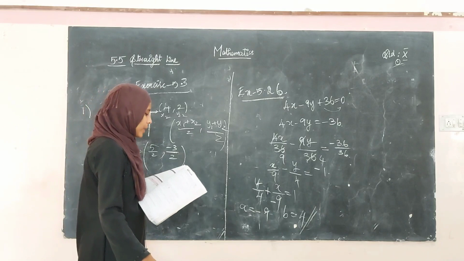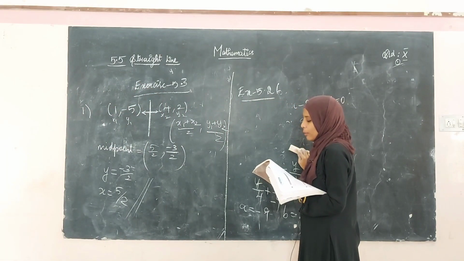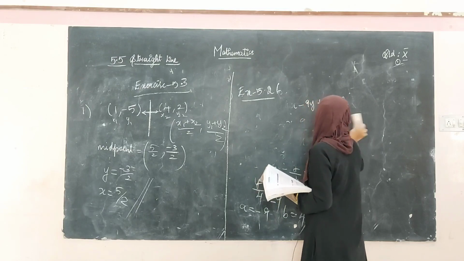Okay, see this question again. The equation of the straight line is given. So you have to find the slope, inclination and y-intercept.